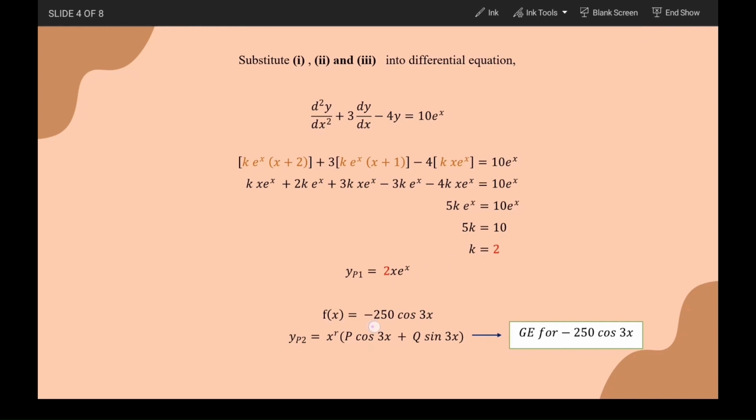f(x) equals negative 250 cos 3x. As for this one, we can repeat the same thing over again: we are going to go through the slide given by the lecturer, and from the table we will figure out the general equation for negative 250 cos 3x, which is yp2 equals x to the power of r, bracket p cos 3x plus q sin 3x. So this is the general equation for this coefficient over here.